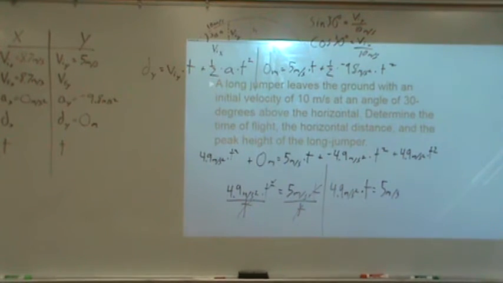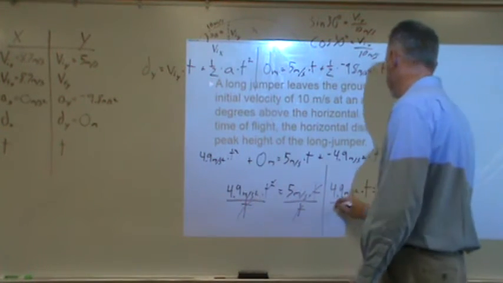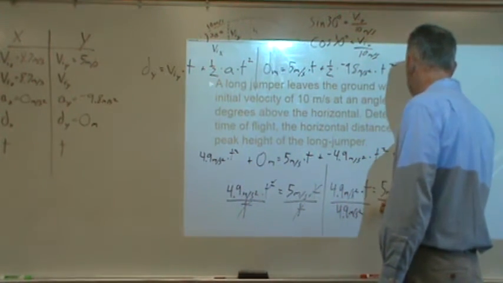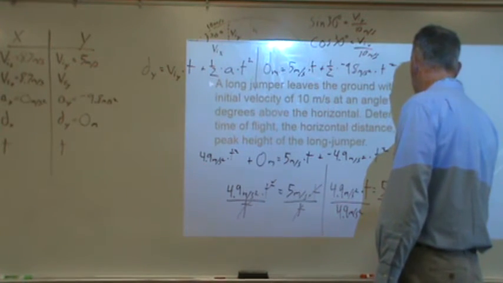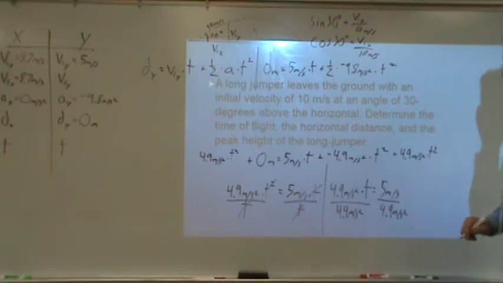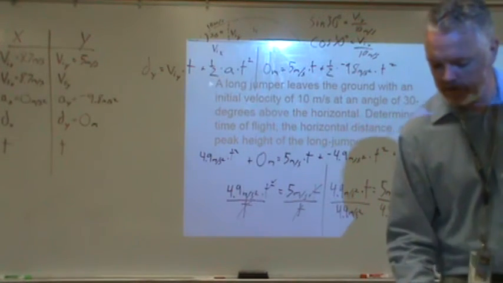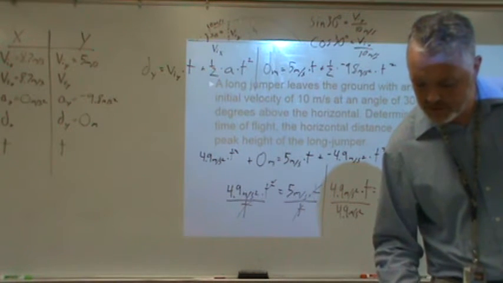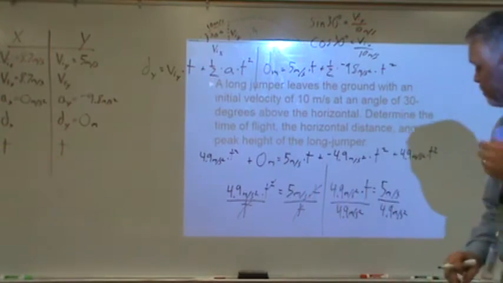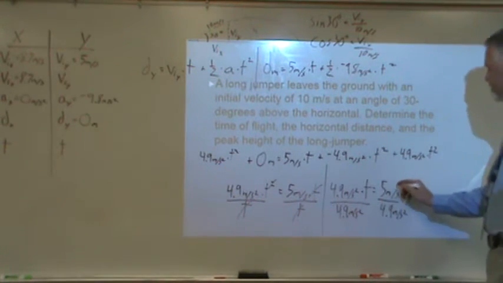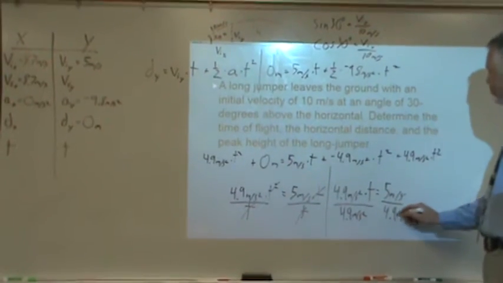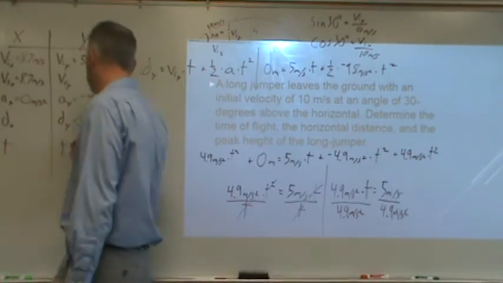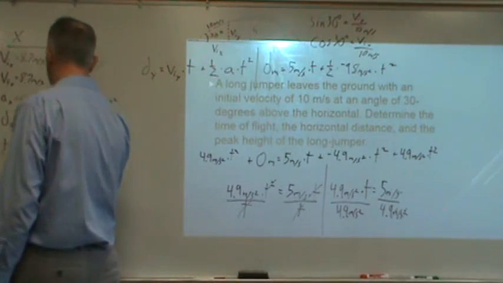Now all I have to do is divide each side by 4.9 meters per second squared. Five divided by 4.9 gives me a little over 1, 1.02. Checking the units, meters cancels out, seconds cancels out, leaves me with 1/seconds on the bottom, flip the reciprocal to the top, leaves me in seconds. So I end up with 1.02 seconds.